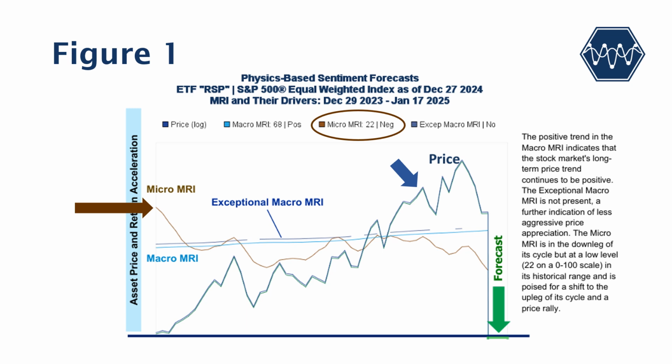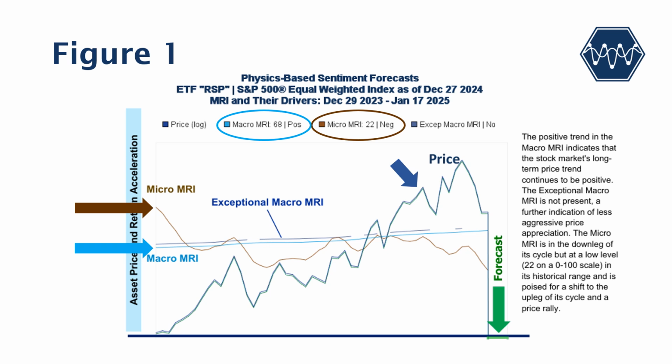The macro MRI is shown as the light blue line. This indicator tracks long-term trends in market prices, typically lasting several quarters. Like the micro MRI, its current slope and level are key indicators, with the current status displayed in the legend. A high level followed by a shift to a negative slope often signals an impending long-term downtrend.